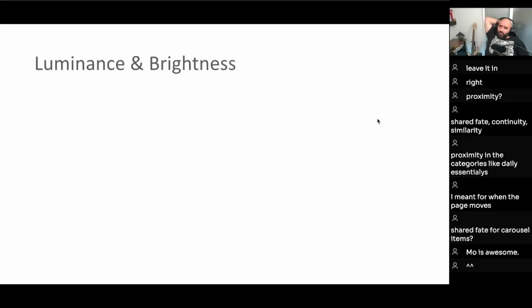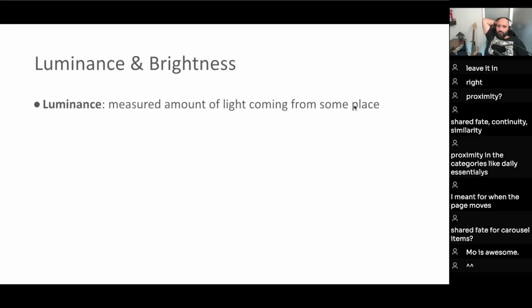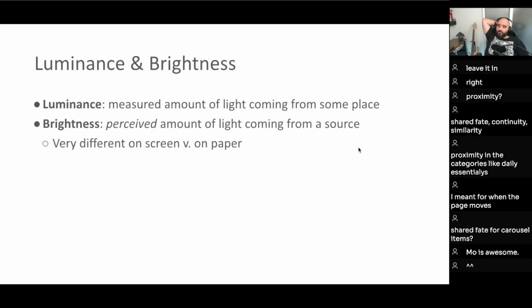Okay, we're getting to color. There are two ways to think about color: luminance and brightness. I forget the term for it, I think it's candela or something, a standard unit for luminous intensity or brightness of a light in a specific direction. Luminance is the measured amount of light coming from some place. Brightness is the perceived amount of light coming from a source.